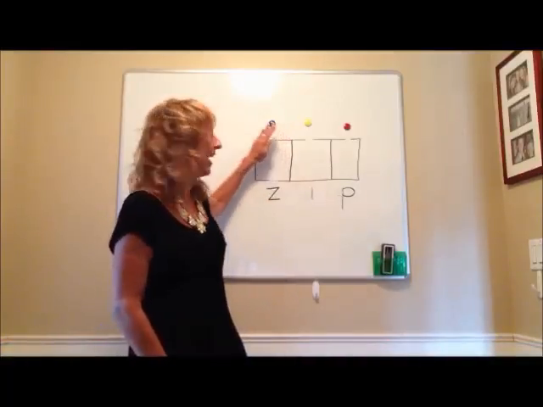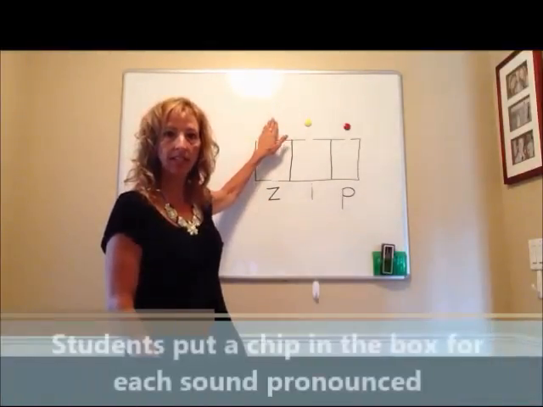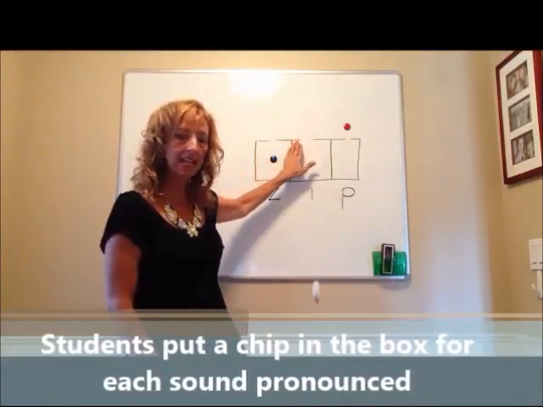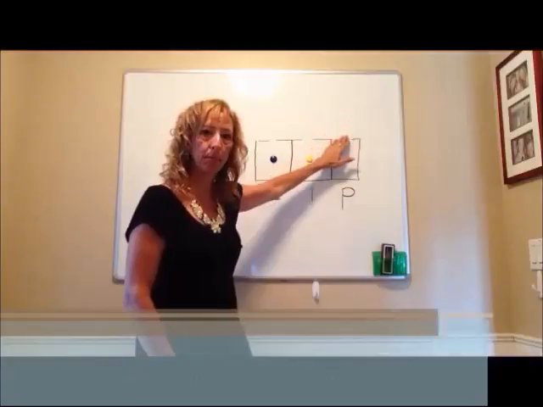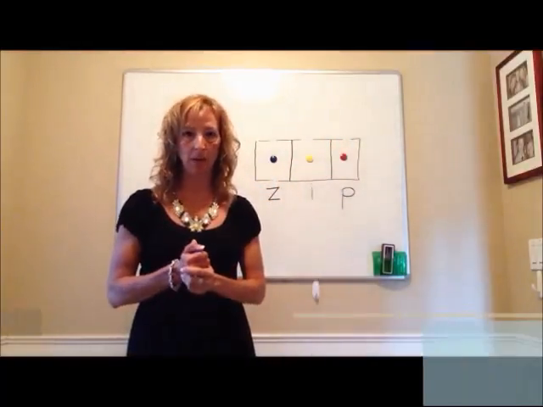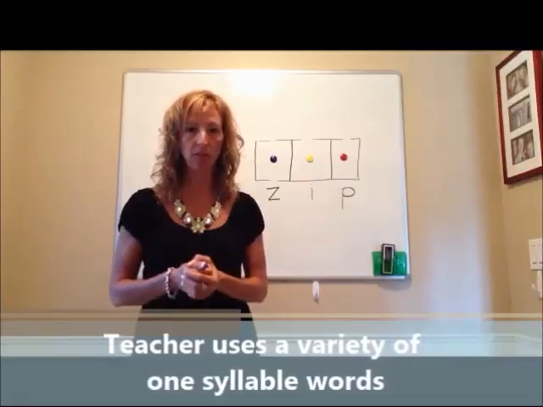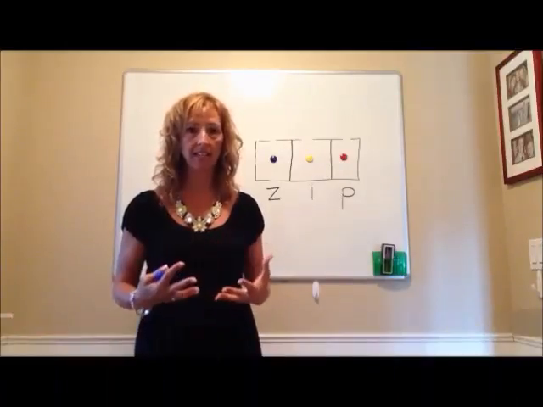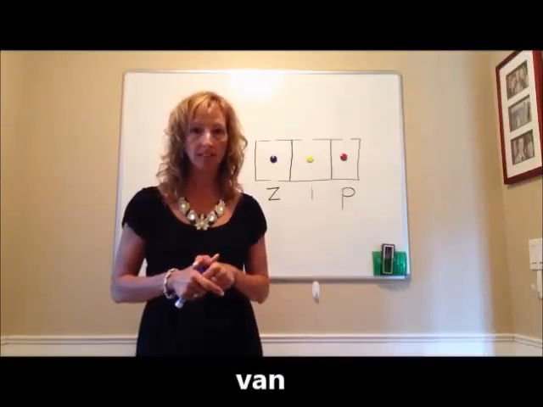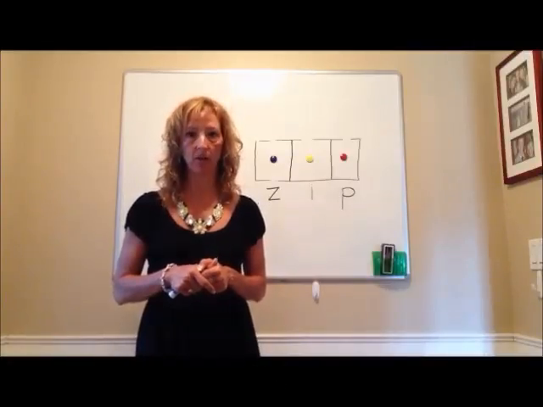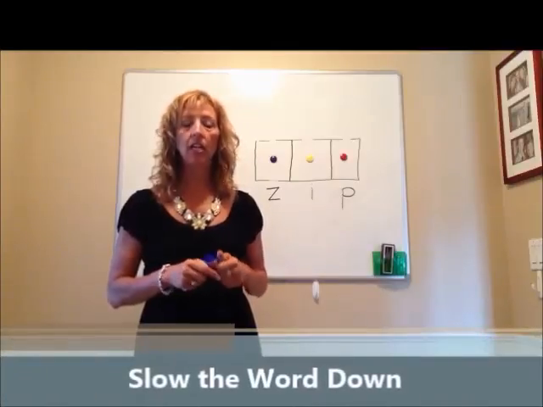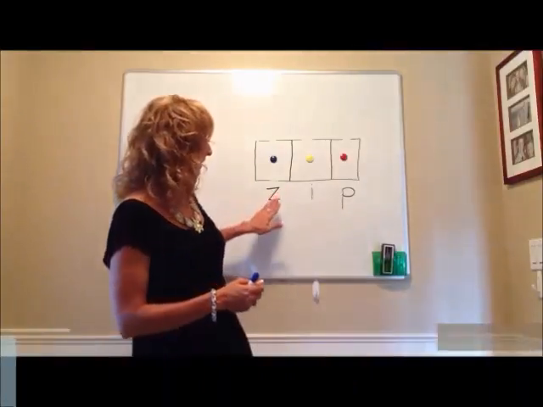In this word, as students say the sound z, they will put the chip in the sound box. You can continue this with a variety of words like sin, fan, van, or other one-syllable words that have a short sound. The next part of the routine is to actually slow the word down like this.